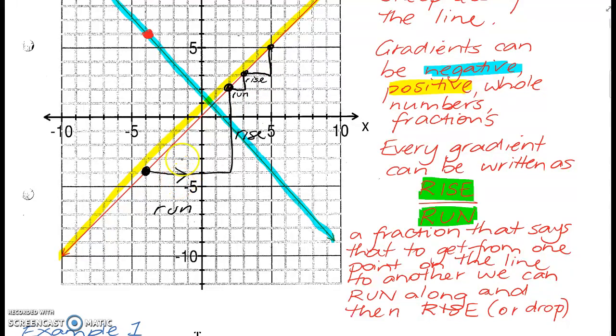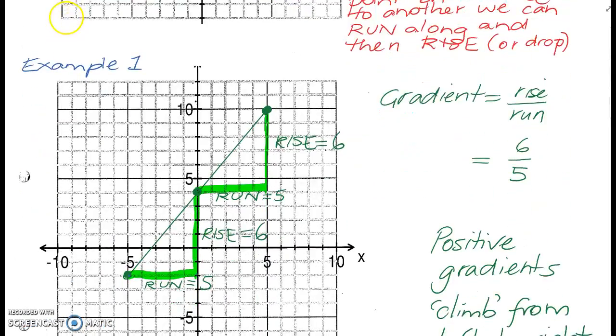So you run along and you rise a certain number, and that gives you your fraction. There's where you put how far you run along, and there's where you put how far you rise or drop, and if it's a drop, it's a negative. So what have I written there? Every gradient can be written as rise over run, a fraction that says that to get from one point on the line to another, we can run along and then rise or drop. So let's have a look at an example here.